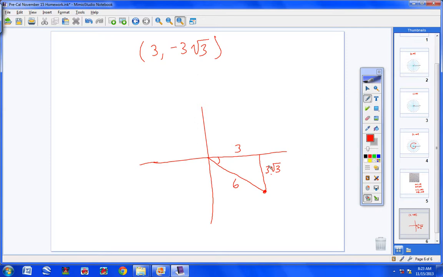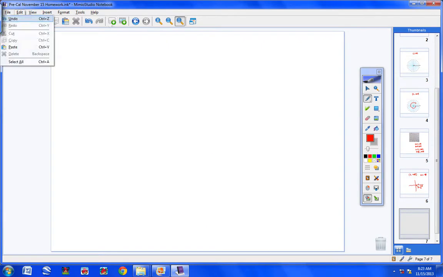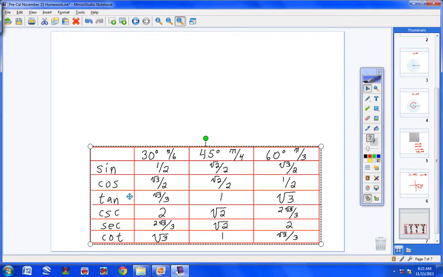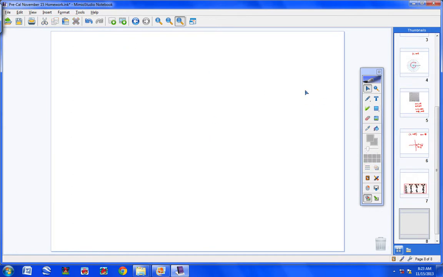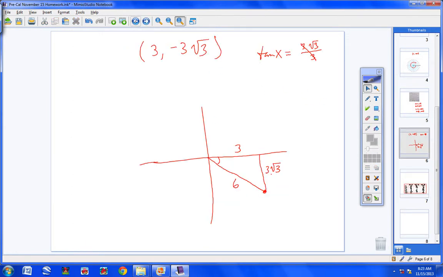Now I've got to find this angle on the inside, okay? So the tangent of that angle would be opposite over adjacent, and these would cancel. So I'm looking for an angle that would give me square root of 3. Well, let's see. Tangent, here it is. Tangent of 60 is square root of 3. So I know this angle right here is going to be 60 degrees.